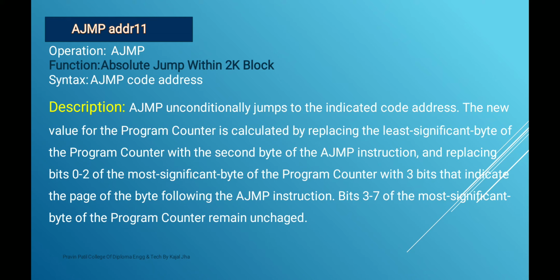Suppose, for example, the label is down. The label down is at program memory location 0123H. The instruction AJMP down is at location 0345H and loads the program counter with 0123H. That is, the program counter will be loaded with the address 0123H, which is the program memory location.